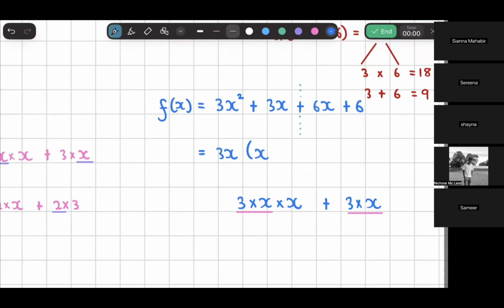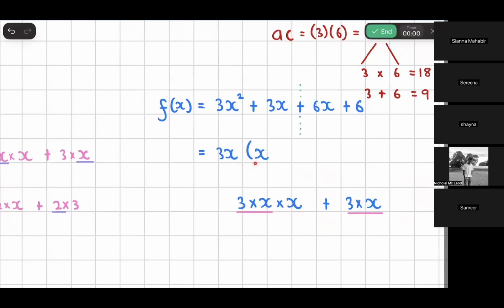And let me show you something. Whatever you put inside here, the product is supposed to give you the original term. You might be a little confused, but watch it for yourself. What is 3x by x? Tell me. Tell me, Amira, what's 3x by x?